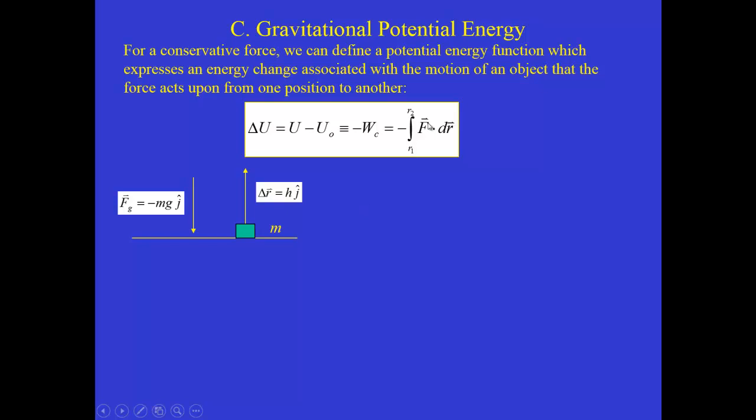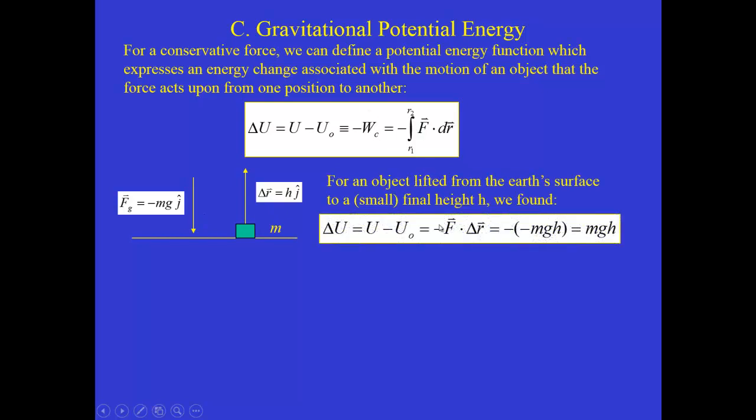For an object near the Earth's surface, this is actually very simple. We don't really have to do the integral because the force is not changing. So if we have an object at the Earth's surface and we're going to raise it up a distance h in the j direction, the y direction, recognizing that the Earth's gravity, the weight of the object, pulls down with a force minus mg in the j direction, then we can easily evaluate this work by using the expression negative F dot delta r, where delta r is the displacement of the object as we raise it from the Earth's surface to a point that's a distance h above.